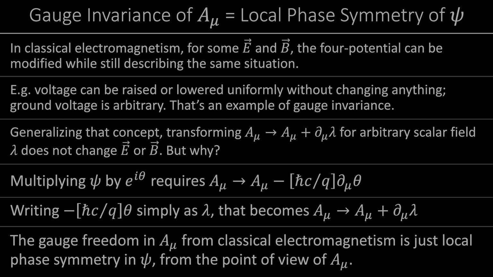And so the lesson there is that the gauge freedom in the 4 potential that you learn about in classical electromagnetism is literally just the same thing as the local phase symmetry in psi, viewed from the point of view of A. So that's one more thing that's not a mystery if you start with the perspective of local phase symmetry. You see that it's just how it is.